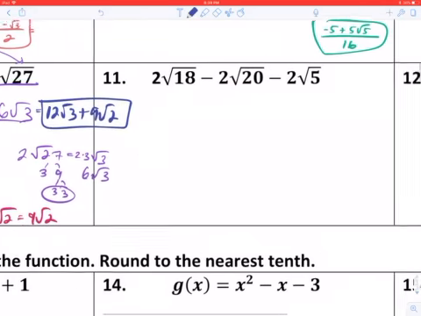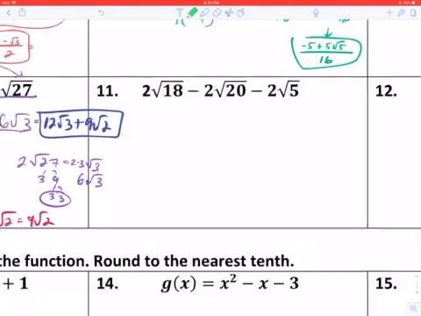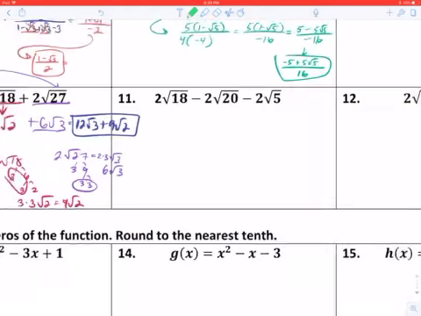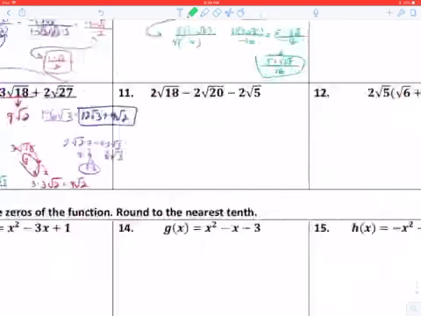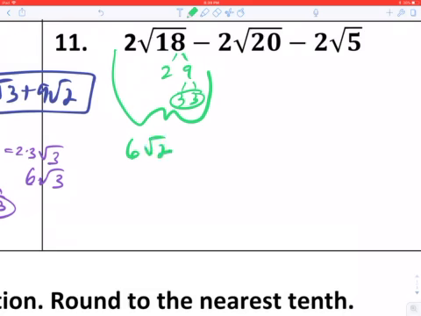Okay. Check out number 11. I have to do the same thing. I already know that, well, I guess I can do it again. I know that this 18 is going to break down into 2 and 9, and this a 3 and 3. So I have one group of 3. So this whole term will break up into a 6 times the square root of 2.